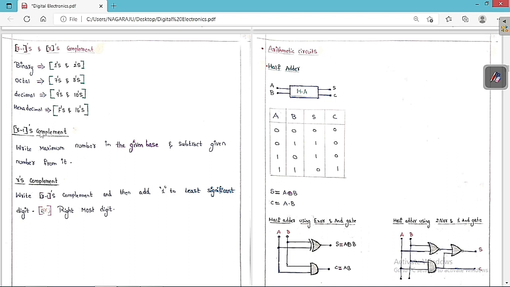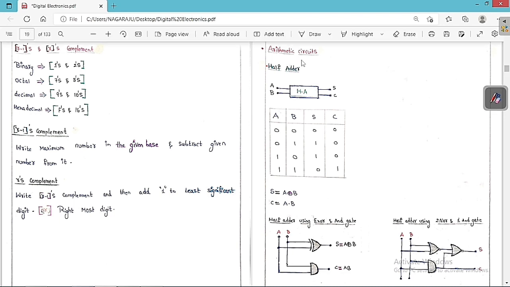For the R minus 1's complement, write the maximum number in the given base and subtract the given number from it. Whatever result you get is called the R minus 1's complement. For the R's complement, write the R minus 1's complement and add 1 to the least significant digit, or rightmost digit. The result is called the R's complement. This is something that you always have to keep in mind.